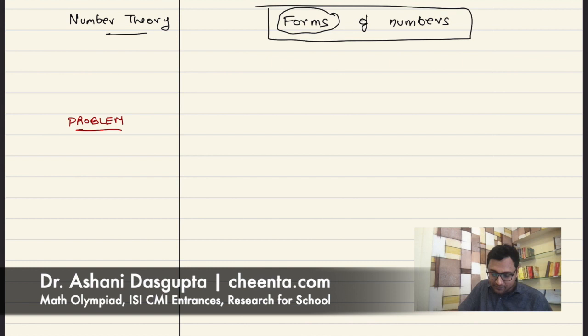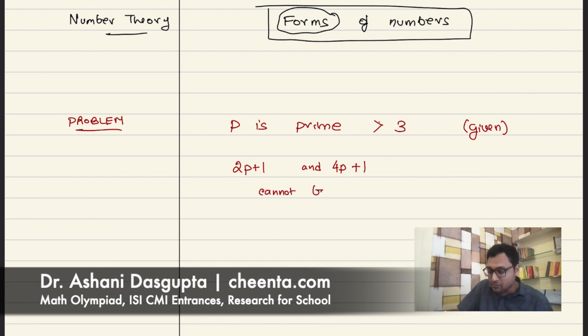The problem is this: suppose p is a prime greater than 3. This is the given data, and we want to show that 2p plus 1 and 4p plus 1 cannot both be prime numbers. So this is our goal.